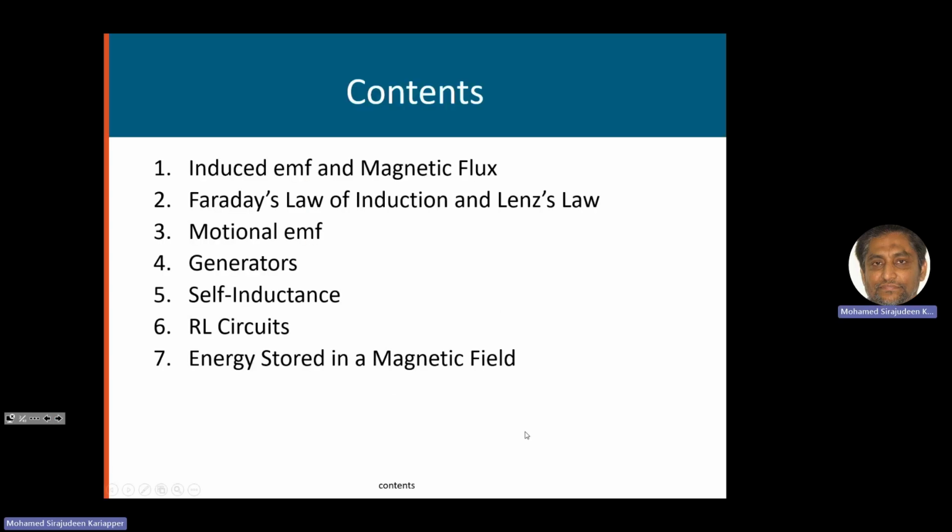These are the contents of this chapter. We will cover 1 to 3 now. The rest will come after midterm 3. Okay, so in midterm 3, from chapter 20, only the first 3 sections, and the rest of the sections will be postponed to the final exam. So we will finish it in this lecture.